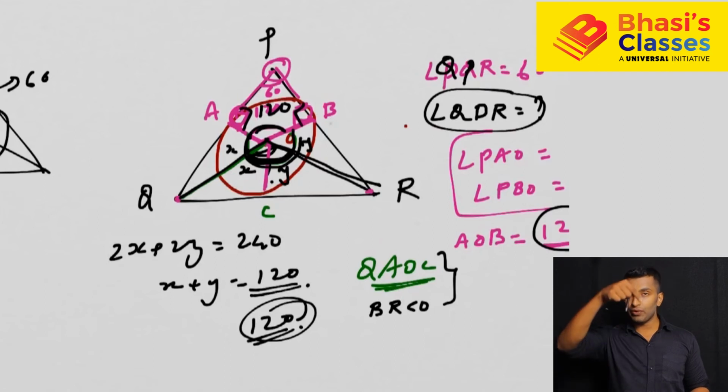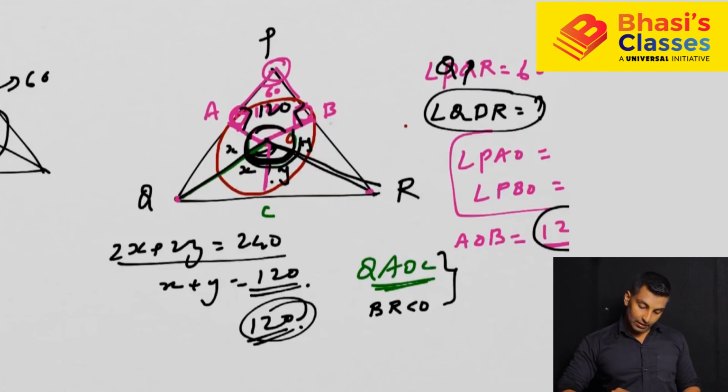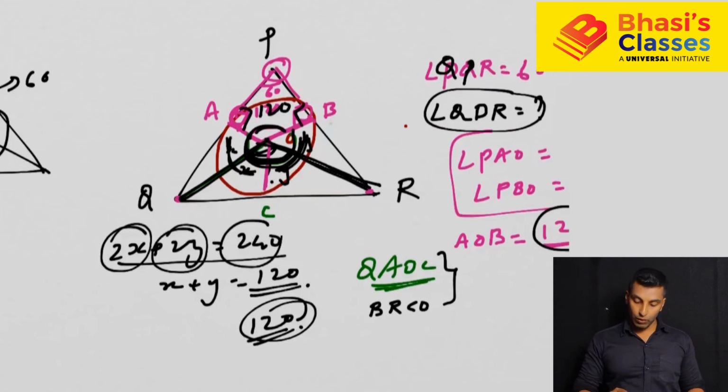Once you got that 120, the balance is 240. Out of that 240, it is actually 2x plus 2y. This is an angle bisector, and this is also an angle bisector. So these two angles are equal, and these two angles are equal. So 2x plus 2y is equal to 240, and x plus y is equal to 120. So I got the required angle as 120. I hope this is clear for all of you.